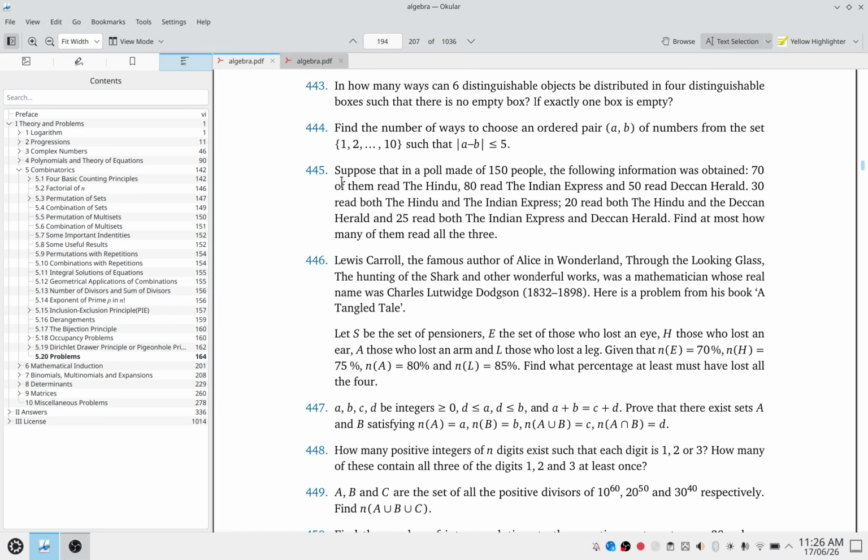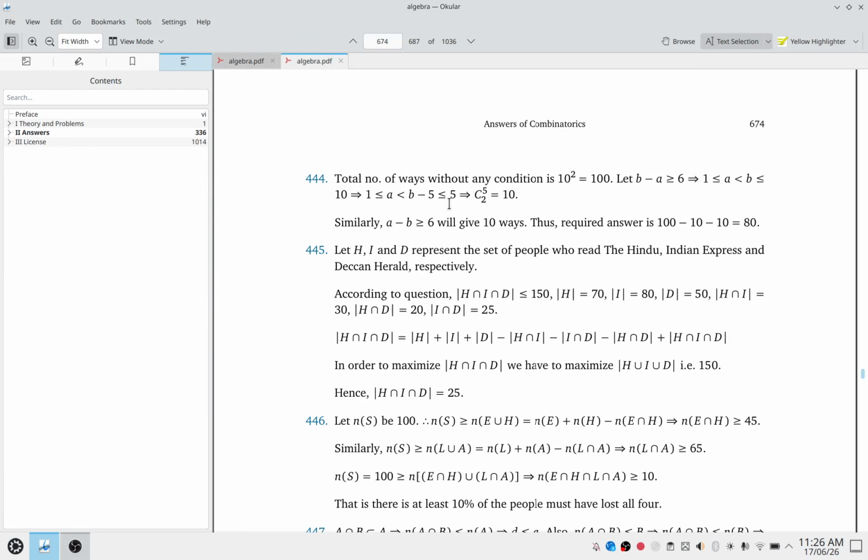Question 445 says: suppose that in a poll made of 150 people, the following information was obtained. 70 of them read the Hindu, 80 read the Indian Express, and 50 read Deccan Herald. 30 read both the Hindu and the Indian Express, 20 read both the Hindu and the Deccan Herald, and 25 read both the Indian Express and Deccan Herald. Find at most how many of them read all the three.